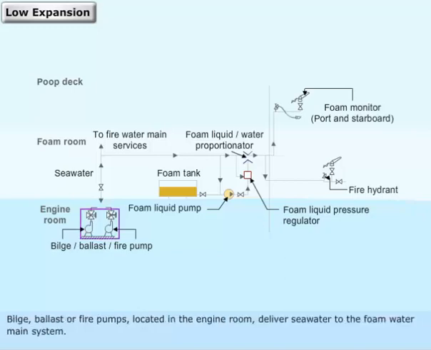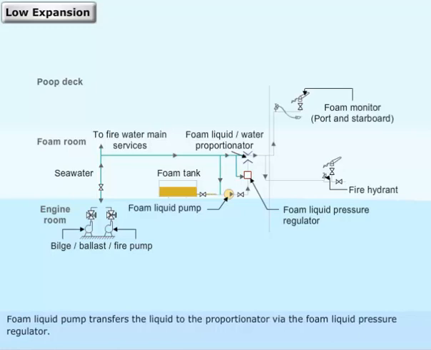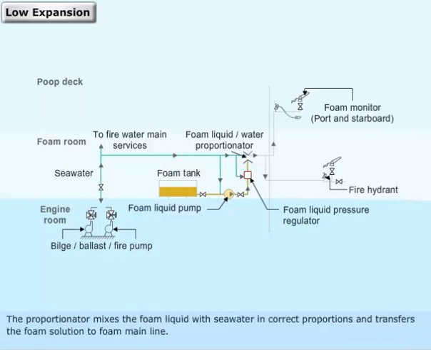Bilge, ballast, or fire pumps, located in the engine room, deliver seawater to the foam water main system. Foam liquid pump transfers the liquid to the proportionator via the foam liquid pressure regulator. The proportionator mixes the foam liquid with seawater in correct proportions and transfers the foam solution to foam main line.